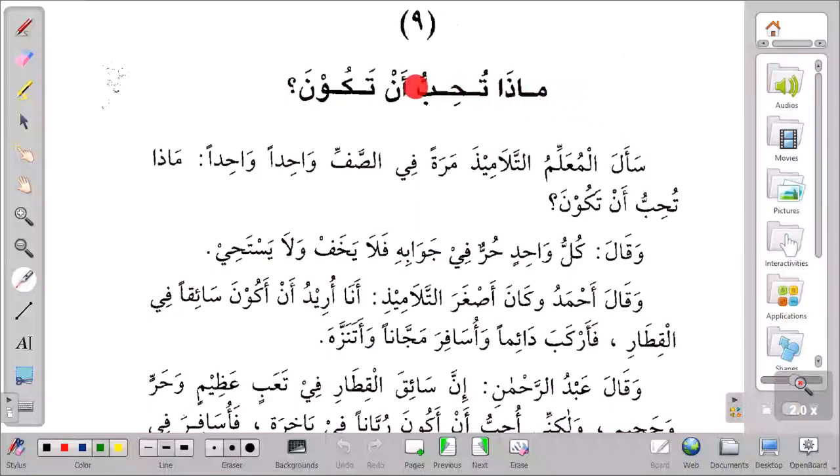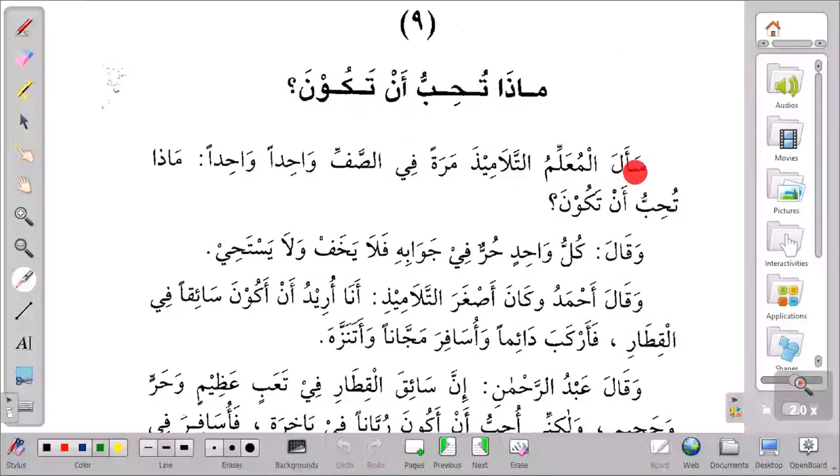So, Maza tuhibbu an takuna. What do you want to become? We have looked at this one. Kana, it was, or he was. Takunu means it will be, right? So, Maza tuhibbu an takuna. What will you want to become? Okay, or to be.